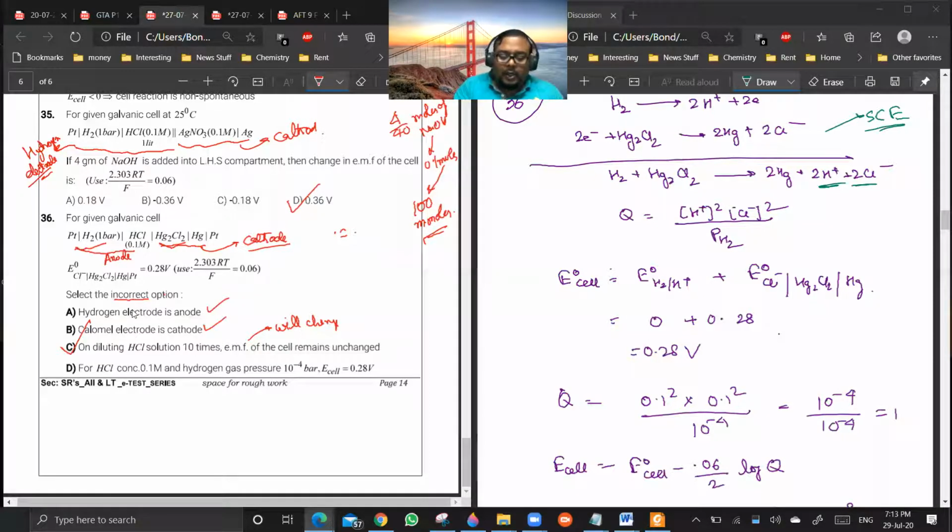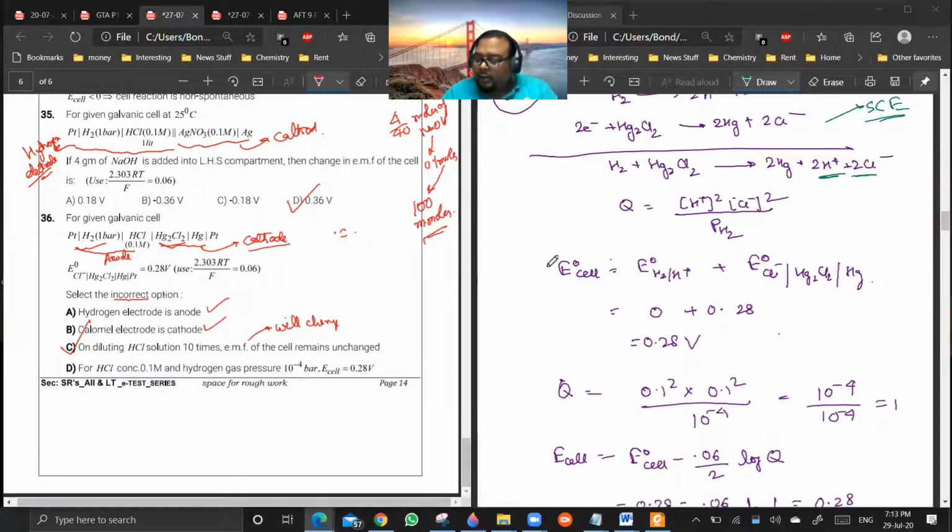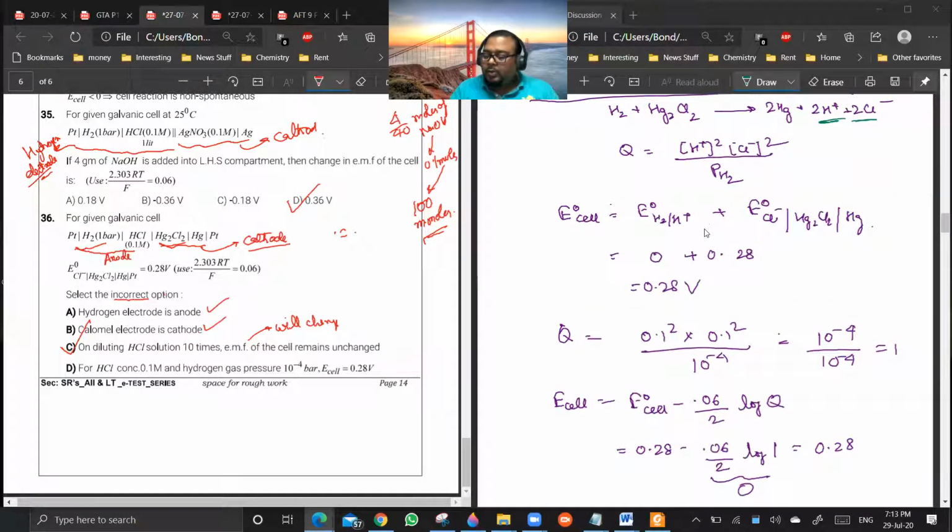Now option A, hydrogen electrode is anode. That is correct because it is written on the left side. Calomel electrode is cathode. That is also correct because it is written on the right side. And option D we can find out. E naught cell will be E naught H2 to H plus plus E naught of calomel electrode, which is given to be 0.28 volts. So E naught cell will be 0.28 volts.